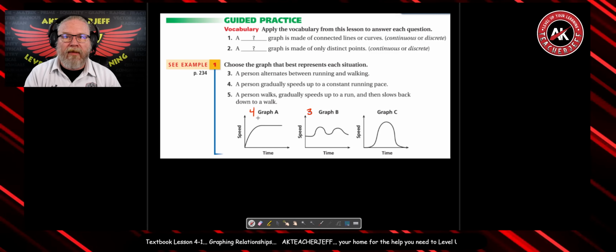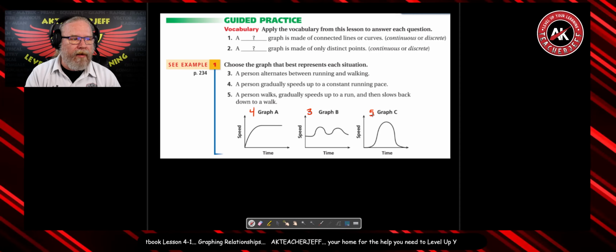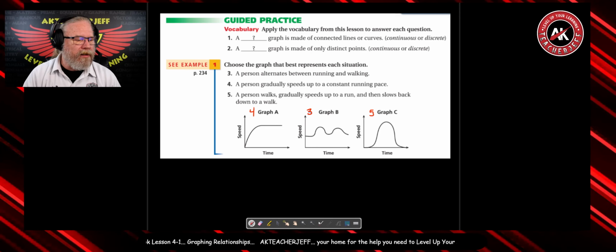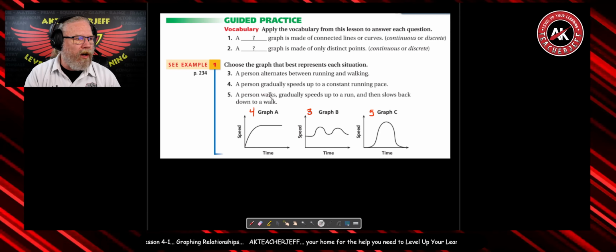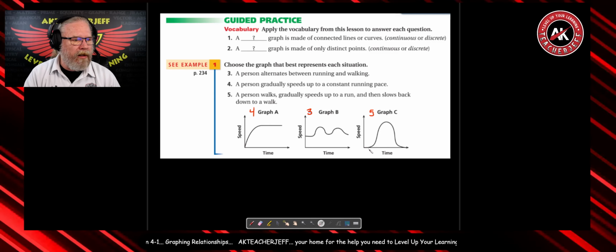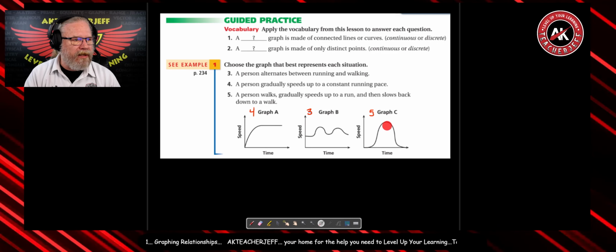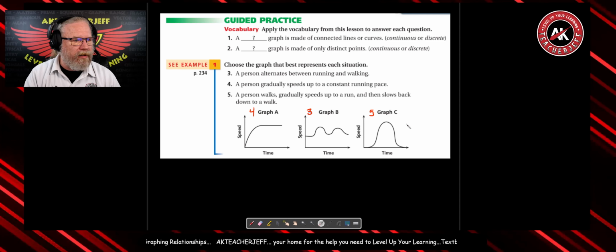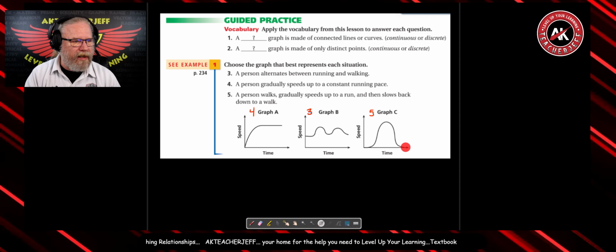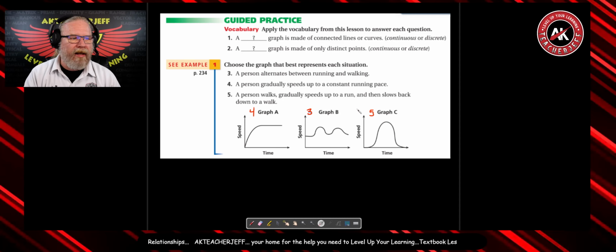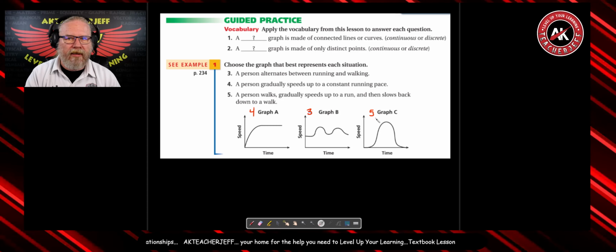And that means that C must be what? Yep, that would be right. Number 5. Let's go ahead and read it just to double check. A person walks, gradually speeds up to a run. They're walking, gradually speeds up to a run, and then slows back down to a walk, and then immediately slows back down to a walk. Indeed, it looks like 5 belongs to C.